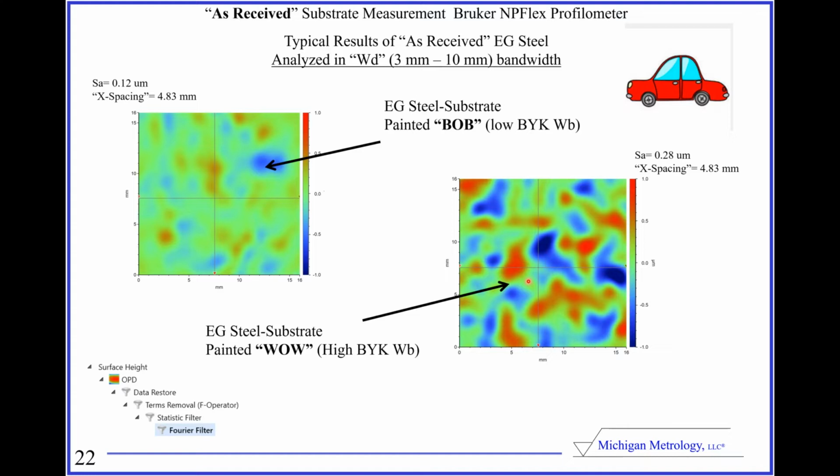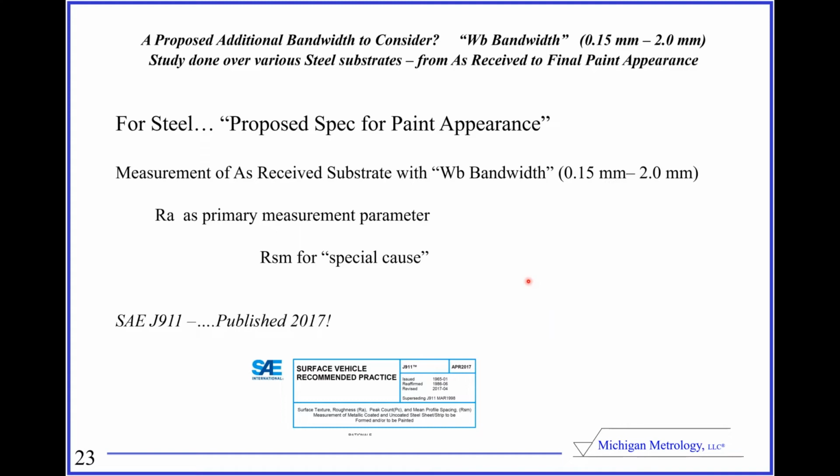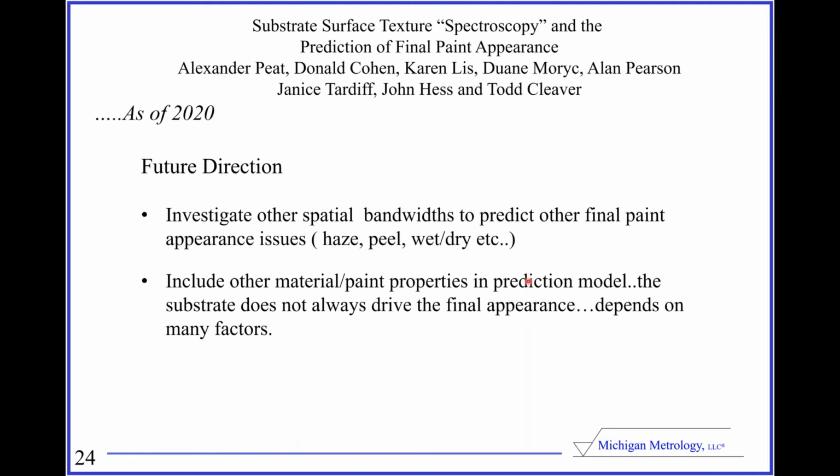As a result of all this work, a few years ago, we worked together with the SAE organization and basically updated the standard. So a big thing that came out of that US CAR project was a more modern, I'll call it, SAE J911. It was published in 2017, where we now bring forward this idea of spatial wavelengths. There's nothing magical about a 0.8 millimeter cutoff. The supplier-customer relationship has to specify, again, in the actual document, what spatial wavelength should be measured and what average roughness or peak count or RSM they desire. So this is starting to work its way through the industry. So the future of all this work continues.